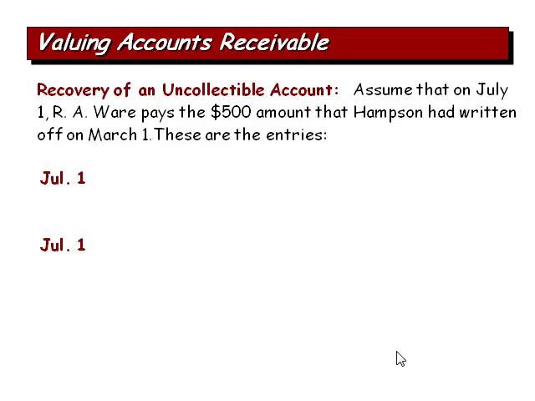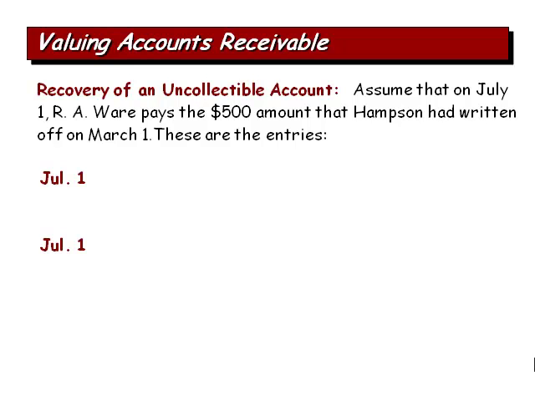Then, as luck will have it, sometimes these things turn around. We decide to write off an account, and a year later or 2 years later, somebody comes back into some money and they're able to pay us. So assume that on July 1st, R.A. Ware pays the $500 amount that Hampson had written off on March 1st.